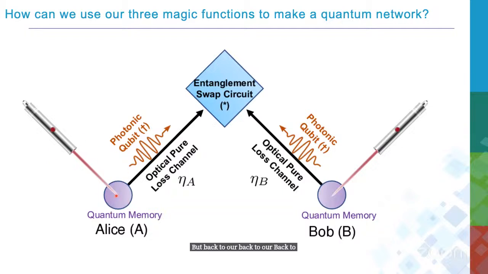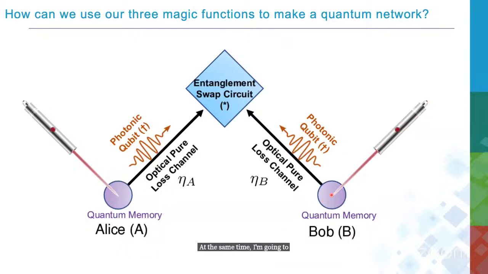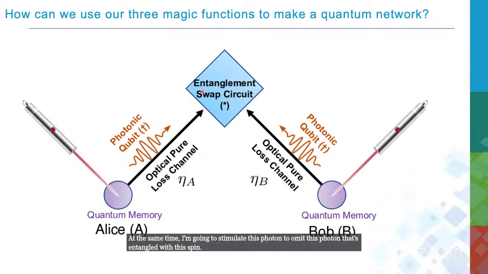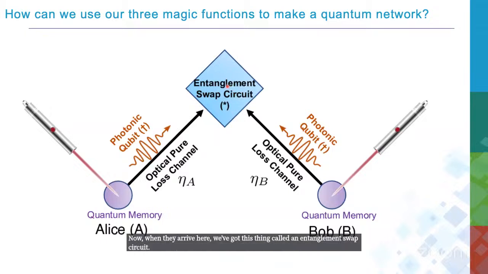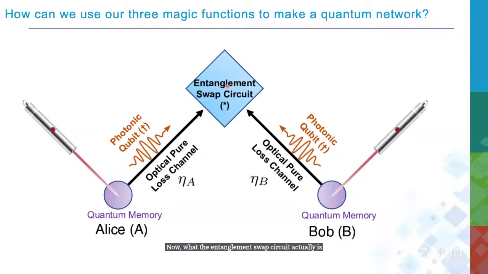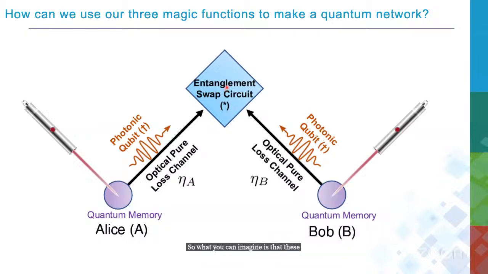So I am going to stimulate this thing with my magnetic pulse and my laser pulse to emit this photon that is entangled with this spin. At the same time, I'm going to stimulate this one to emit this photon that's entangled with this spin. Now, when they arrive here, we've got this thing called an entanglement swap circuit. What the entanglement swap circuit actually is, is a beam splitter and a couple of detectors. So what you can imagine is that these photons are going to interfere on a beam splitter.